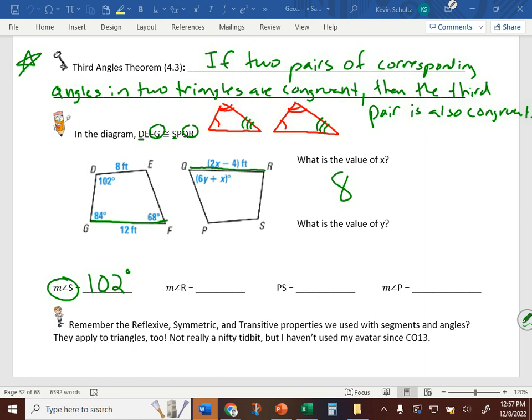Okay. The value of y. Alexis, how'd you find it? I did 6y + 8 = 68, and then I subtracted 8, and then divided by 6, and I got 10. So how'd you know that 6y plus 8 was equivalent to 68? And how do you know that?